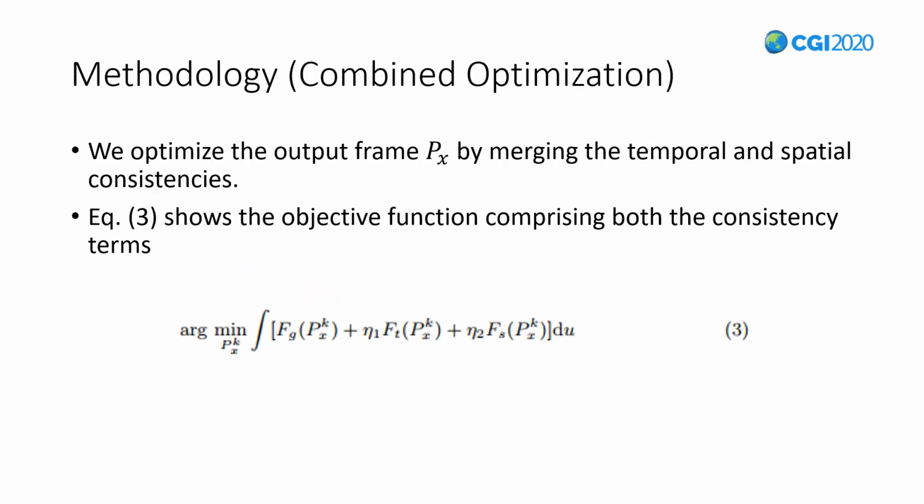Then we apply the combined optimization. We optimize the output frame P_x by merging the temporal and spatial consistency terms. Equation 3 shows the objective function comprising both of the consistency terms. Here, U denotes the spatial position in I_x or the original frame. This term and this term respectively are the weight functions of temporal and spatial consistency terms.